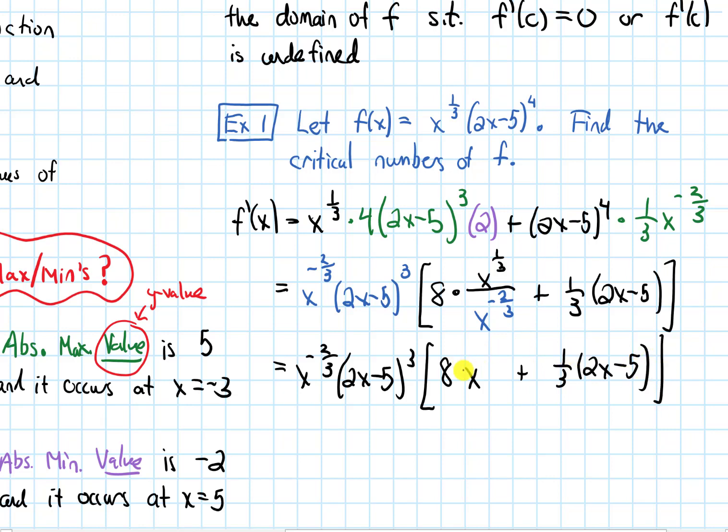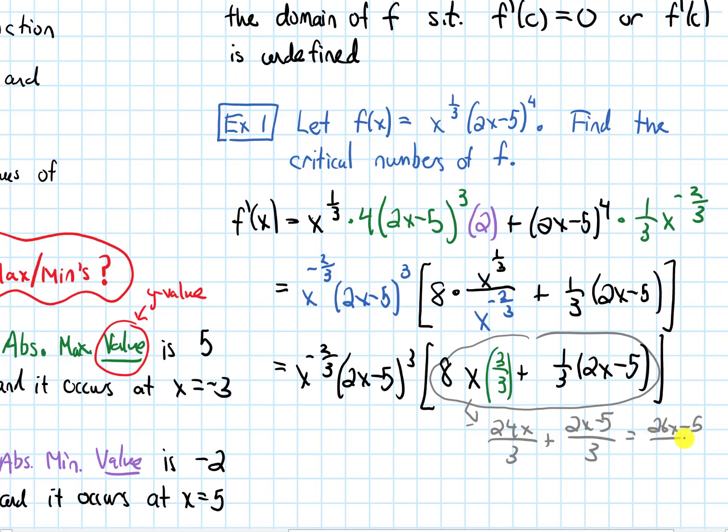And then to be able to combine these, I'm going to go ahead and get a common denominator. I'll multiply the 8x by 3/3, and now I'll start to simplify. So simplifying this, we will get 24x over 3 plus (2x minus 5)/3, and this will become (26x minus 5)/3.